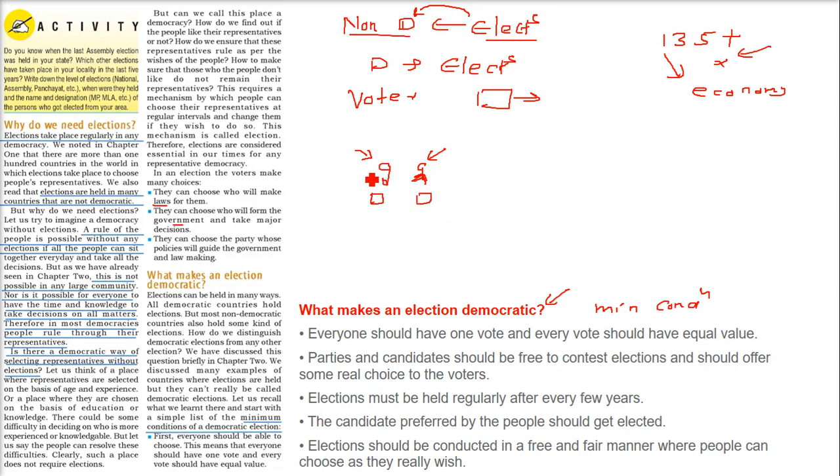Say we have to elect among these candidates. I will cast a vote, and one vote is counted. You also cast a vote, which is counted as one.